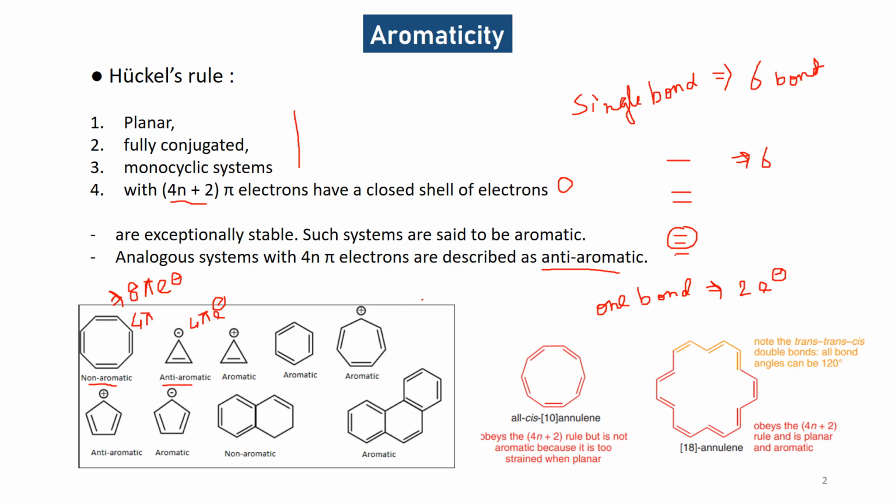And why is it anti-aromatic? As I said, if a compound has 4n pi electrons, then it will be anti-aromatic. So it has 4 pi electrons; it is not aromatic, it is anti-aromatic.